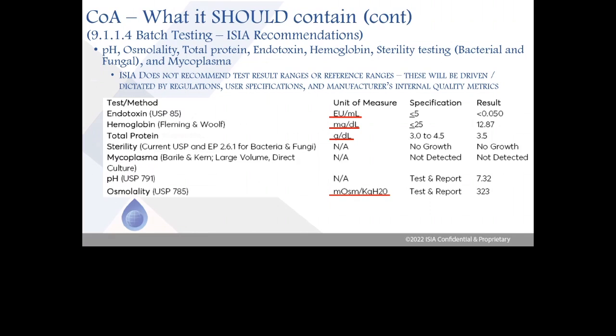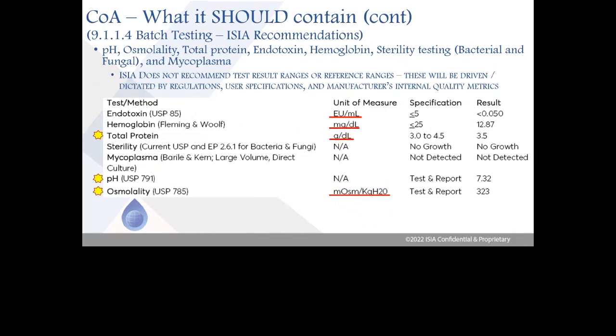At a minimum, the ISA recommends the following tests, which we'll cover over a couple of slides, and the indicated units of measure. Number 1, pH. This indicates the acidity or alkalinity of the fetal bovine serum. Osmolality, which is a measure of the concentration of solutes in the serum and is reported as milliosmoles per kilogram of water. The total protein in the FBS, which should be reported in grams per deciliter.